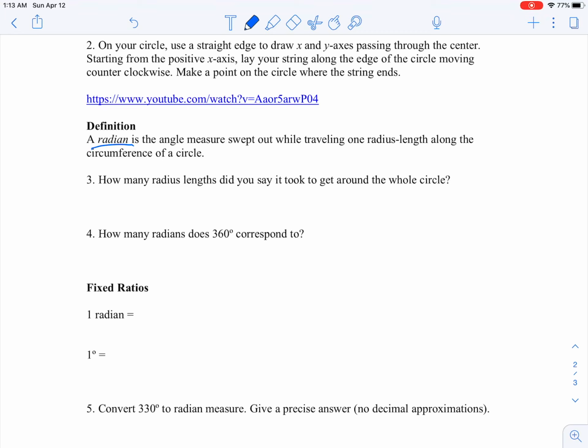Now, how many radius lengths did you say it took to get around the whole circle? If you said it was about 6 and maybe a third, you're correct. Because what this really is heading towards is it probably actually took you 6.28 and a few more decimal places to get around the whole circle using radius lengths. And that's because 360 degrees corresponds to 2 pi radians.